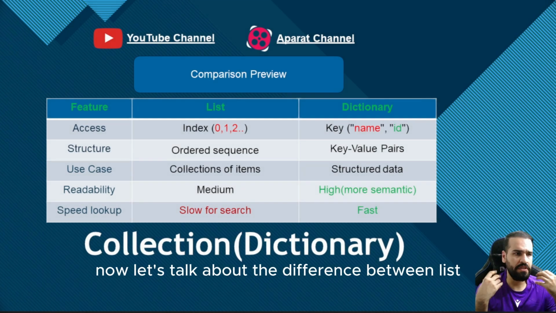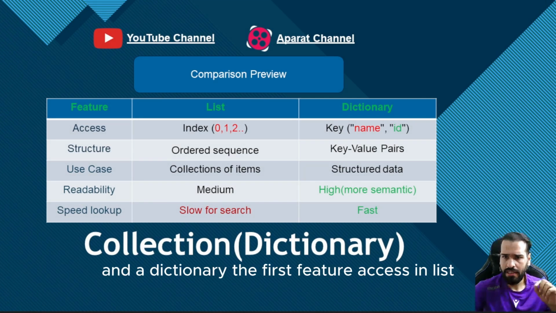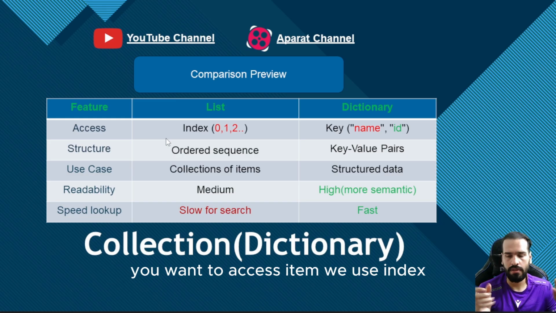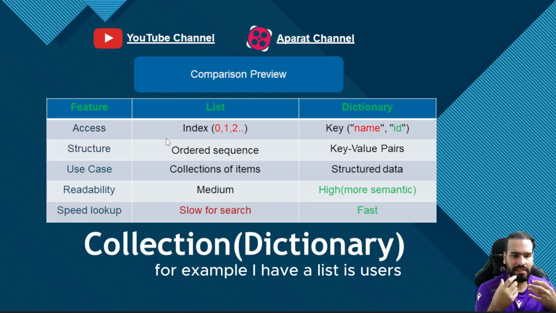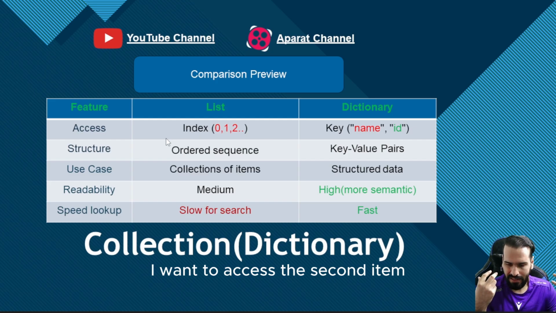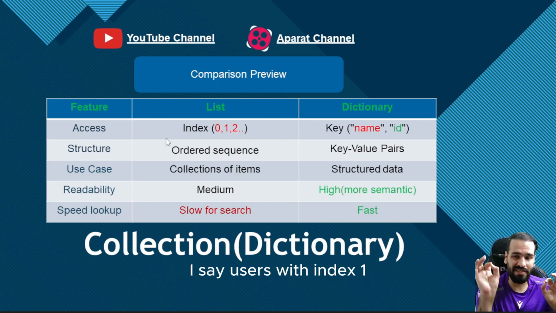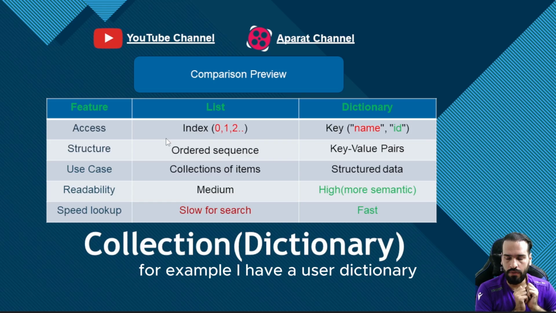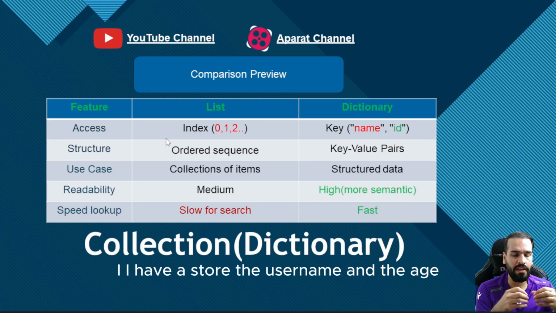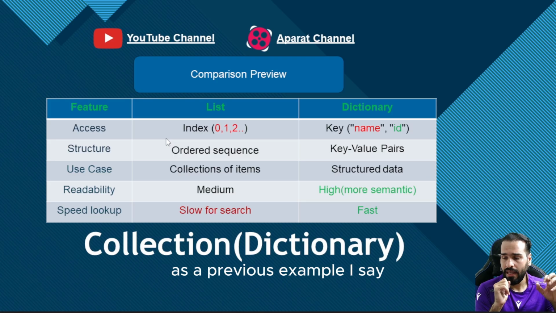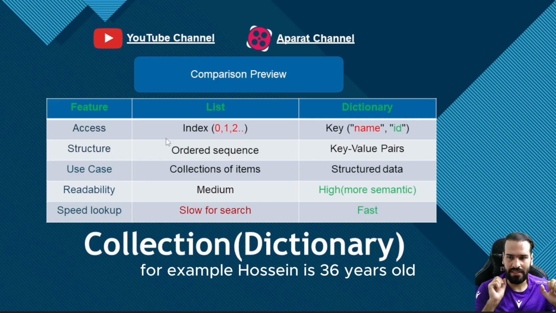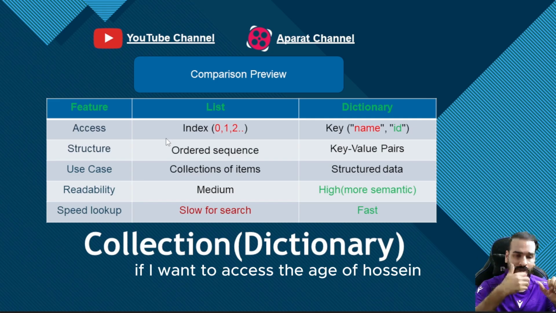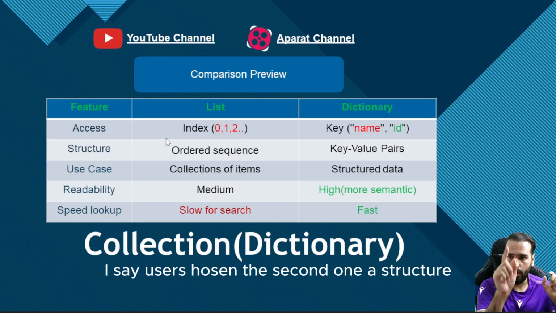Now, let's talk about the difference between list and a dictionary. The first feature, access. In a list, when we want to access an item, we use an index. For example, I have a list, users. I want to access the second item, I say users with index 1. But in a dictionary, it's based on key and value. For example, I have a user dictionary. I store the username and the age as in the previous example. I say, for example, Hossein is 36 years old. If I want to access the age of Hossein, I say users Hossein.